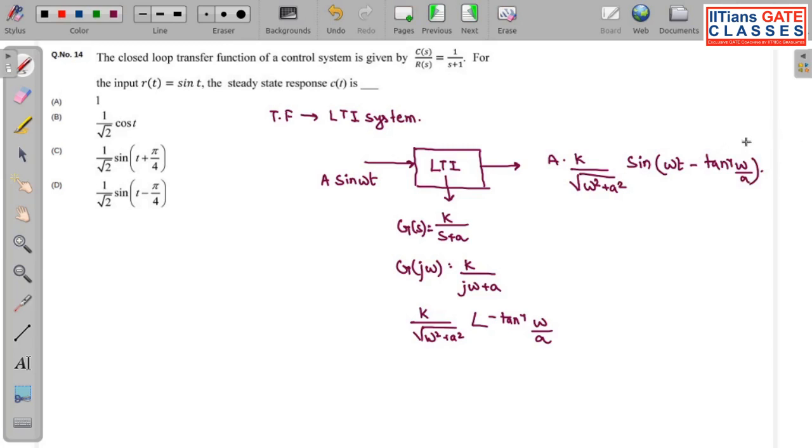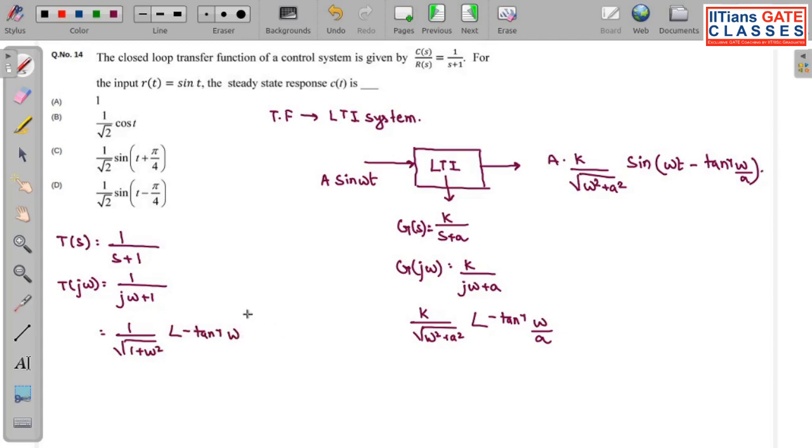Okay, so if I want to write the answer for this system, first let me calculate the phase and magnitude. What is T(s)? T(s) is equal to 1 divided by s plus 1. So if I write T(j omega), it will be 1 divided by j omega plus 1. Let me write the magnitude and phase for this system: the magnitude is 1 under root of 1 plus omega square, and the angle will be minus tan inverse of omega by 1.